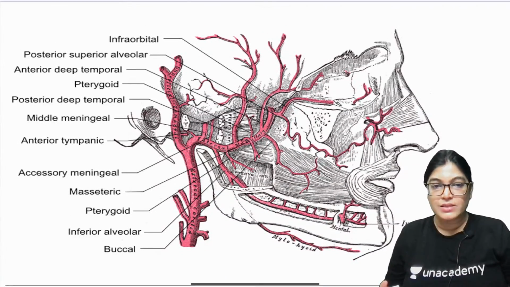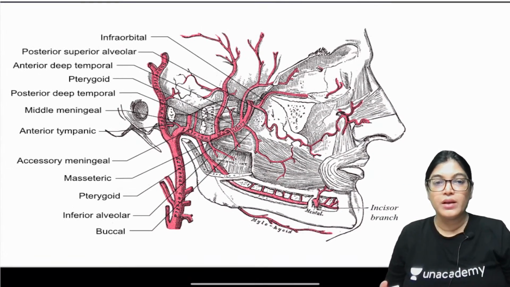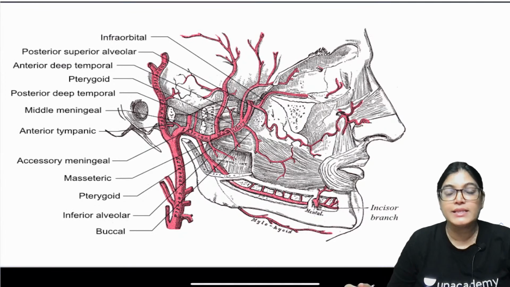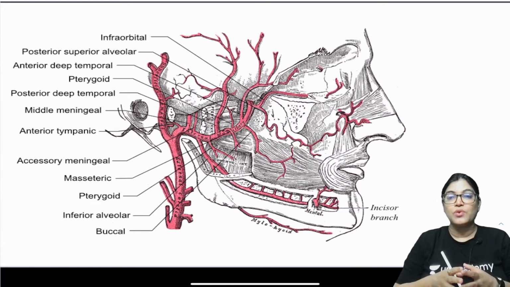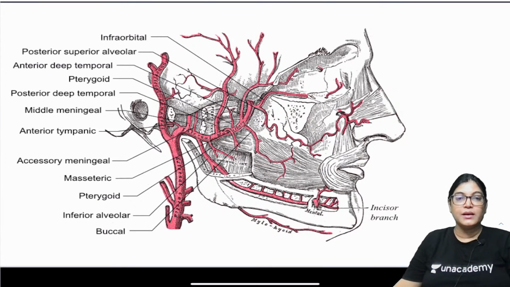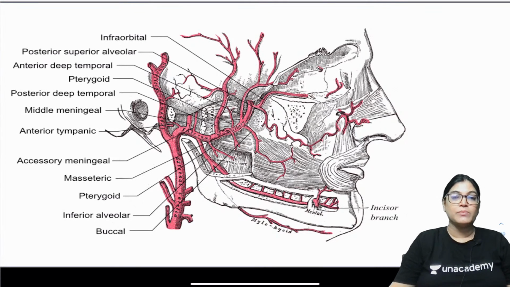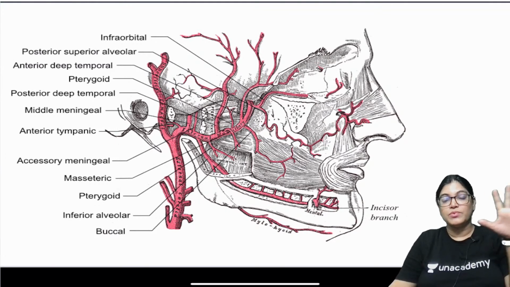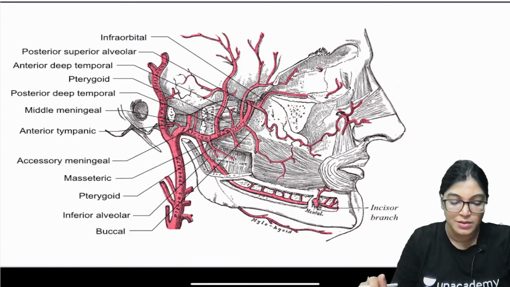So important branches have been shown in this diagram. Actually it's easy to memorize. The branches from the second part are all muscular, given to the adjoining muscles lying in the vicinity of the second part of the maxillary artery. If we summarize, we have 5 branches from the first part, 4 branches from the second, and 6 branches from the third part.